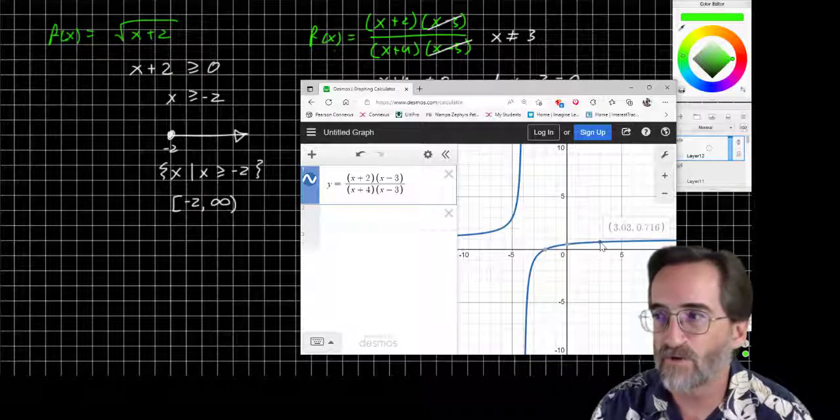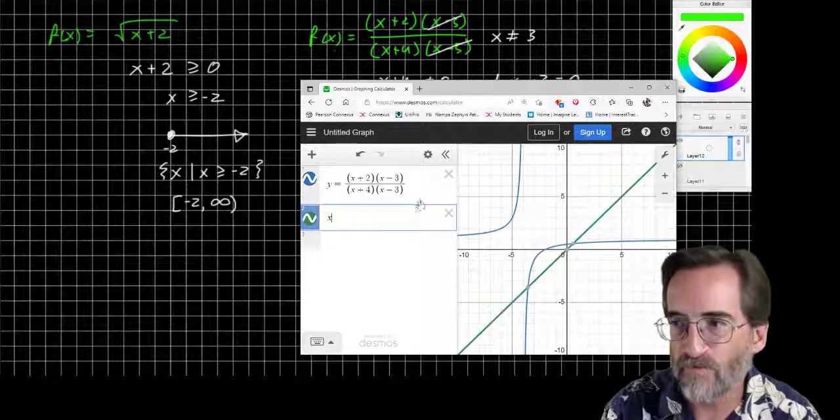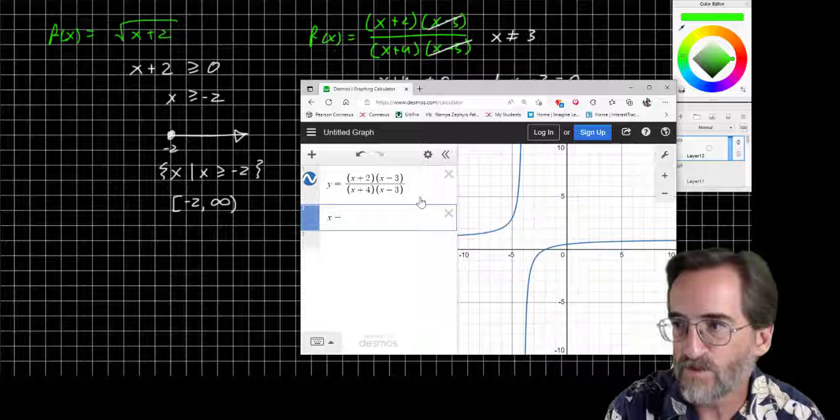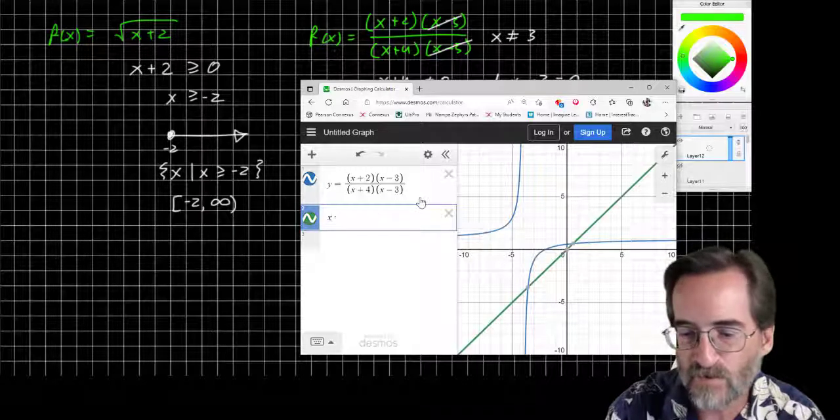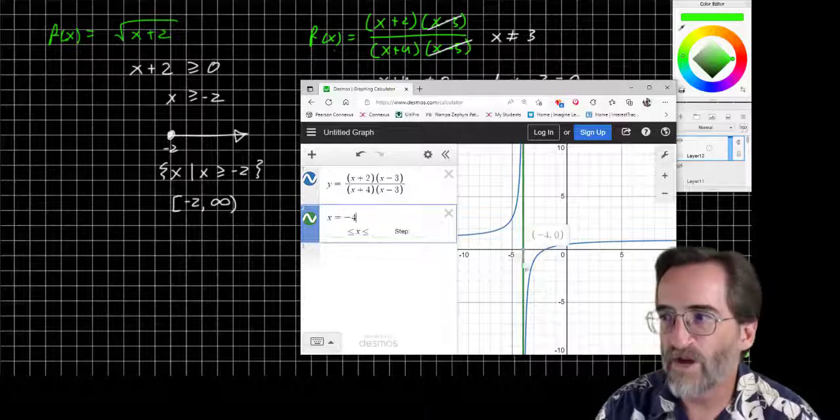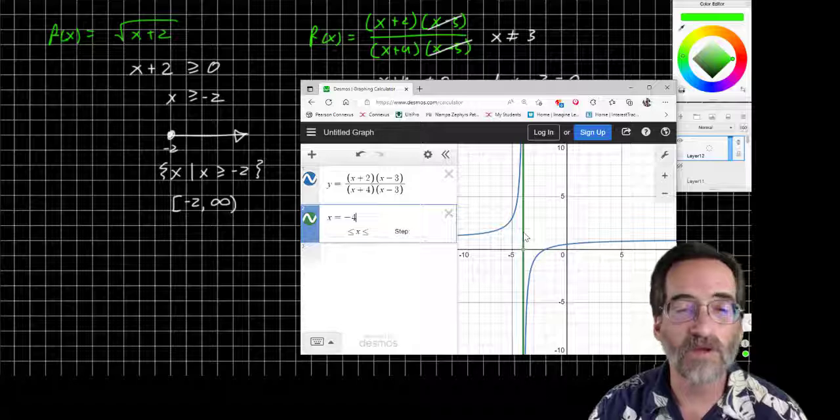And hence we call that a removable discontinuity. It's a discontinuity, but it's removable. Whereas the discontinuity at x equals negative 4 is non-removable. That is a non-removable asymptotic discontinuity. I cannot simply plug a hole to get rid of it.